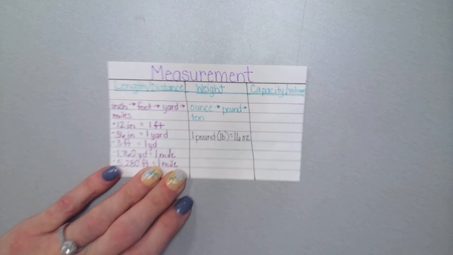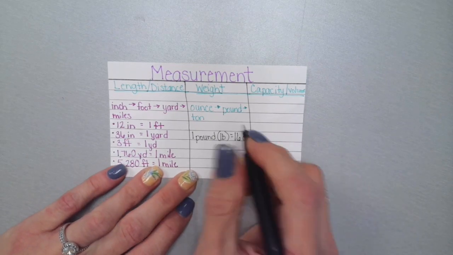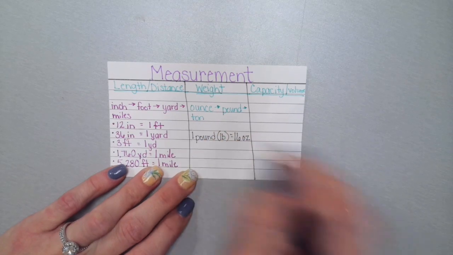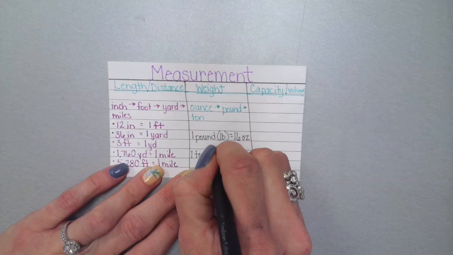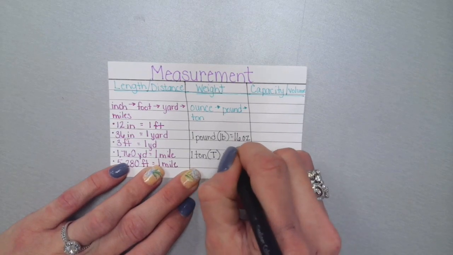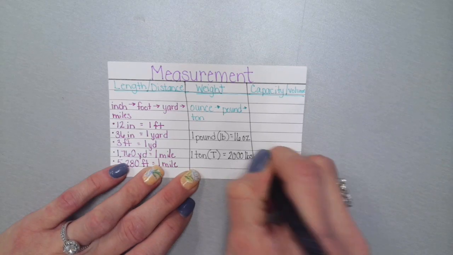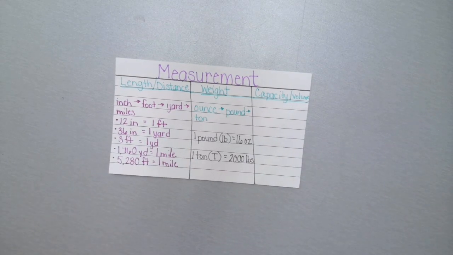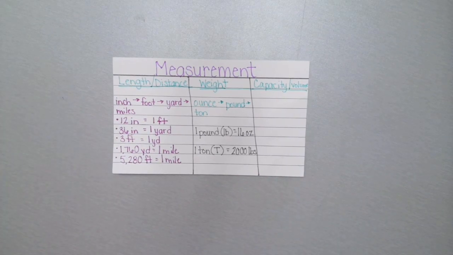All right, and then from pounds to tons. So 1 ton, which is abbreviated with a capital T, is 2,000 pounds. And pound is abbreviated LBS, remember? So that's how we abbreviate pound, is LB, and then LBS.